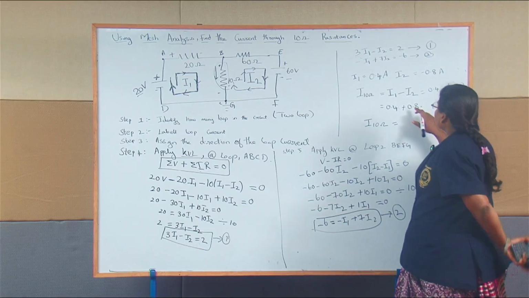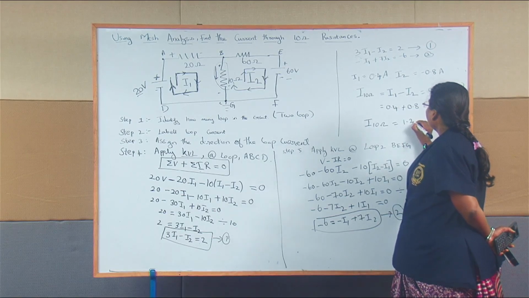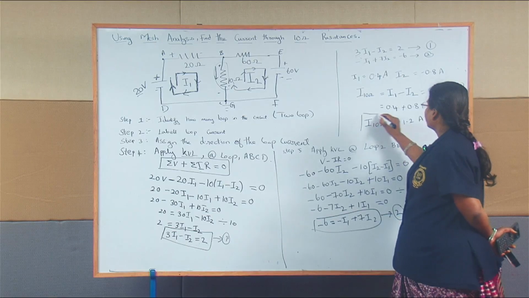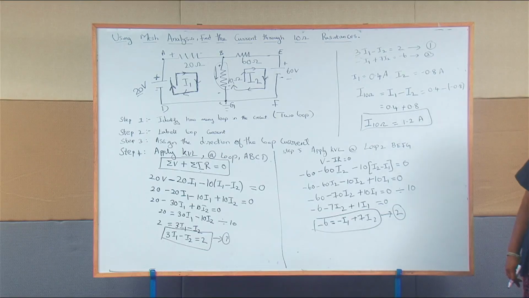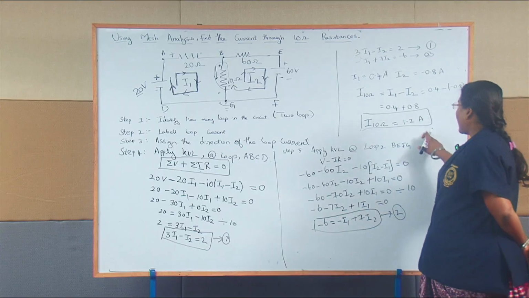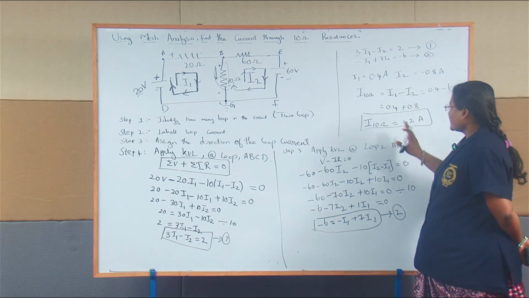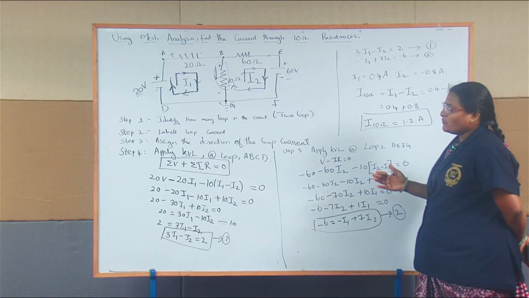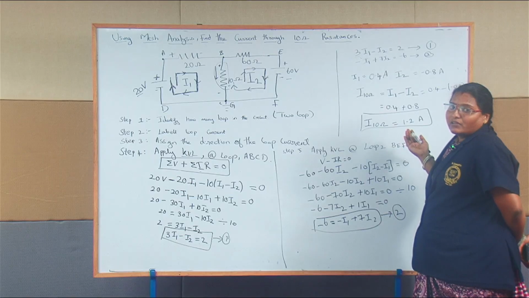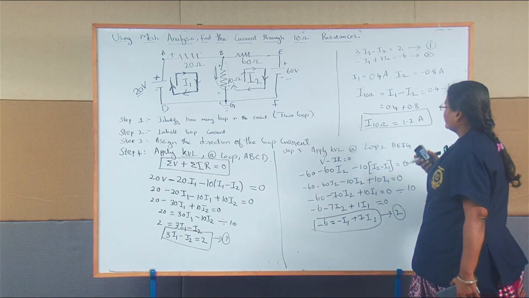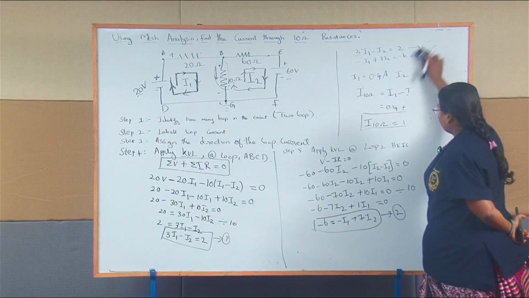So your answer is 1.2 amps. So the current flowing through the 10 ohm resistor is 1.2 amps. This is one method for finding your I1 and I2. You can use another method also for cross checking the answer. So we will see about the next method also.